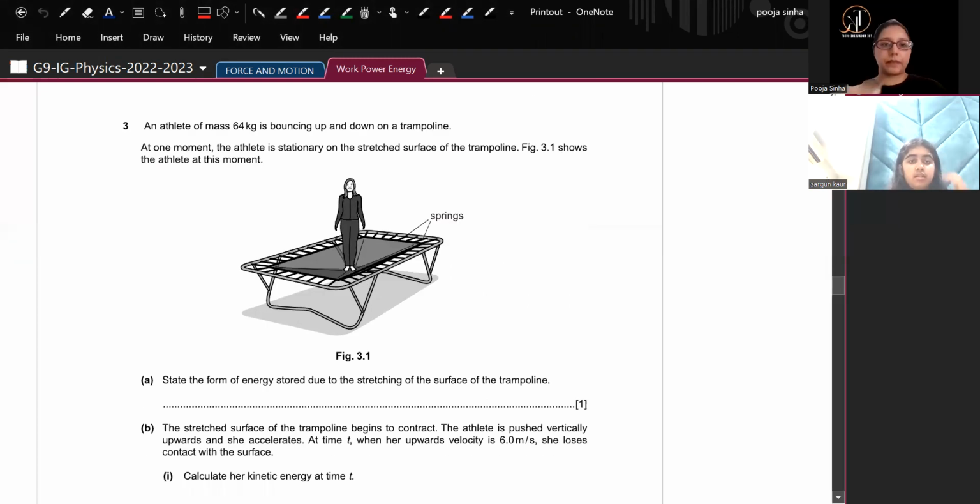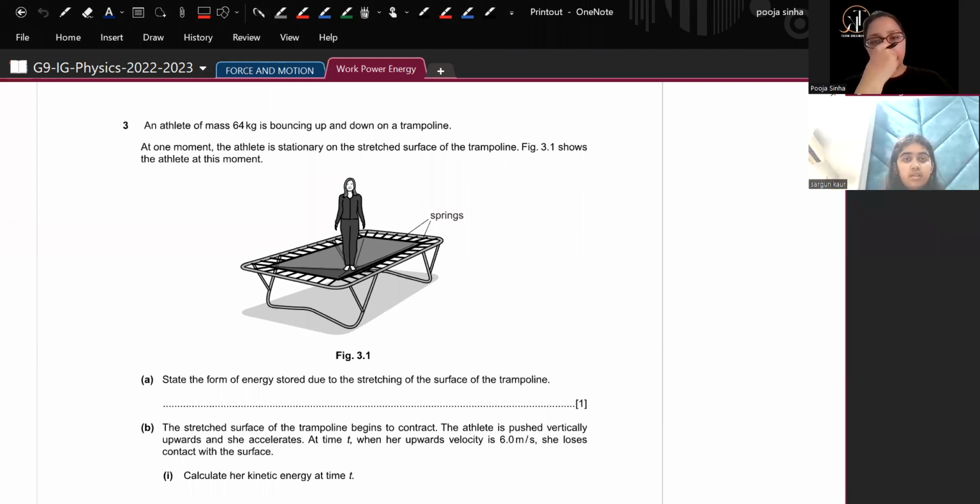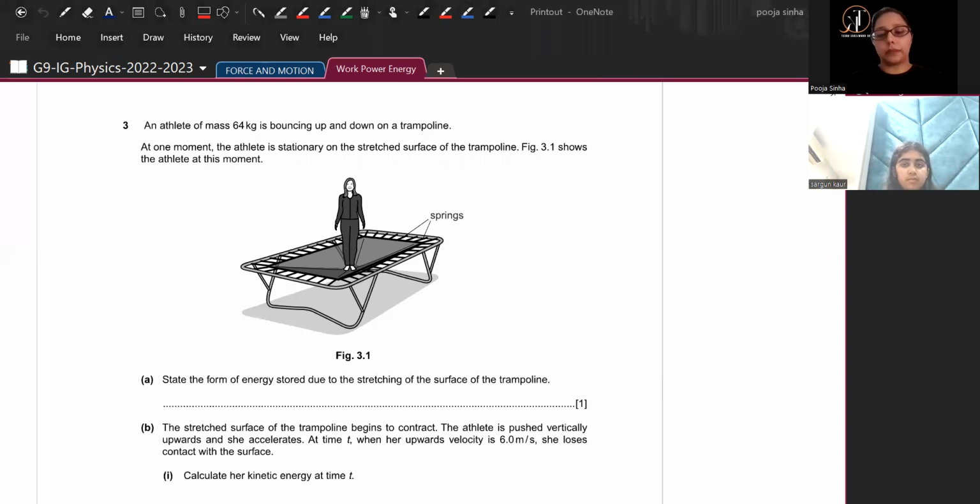An athlete of mass 64 kg is bouncing up and down a trampoline. At one moment, the athlete is stationary on the stretched surface of the trampoline. Figure 3.1 shows the athlete at this moment. State the form of energy stored due to the stretching of the surface of the trampoline. Elastic energy, right? Yes. Next.